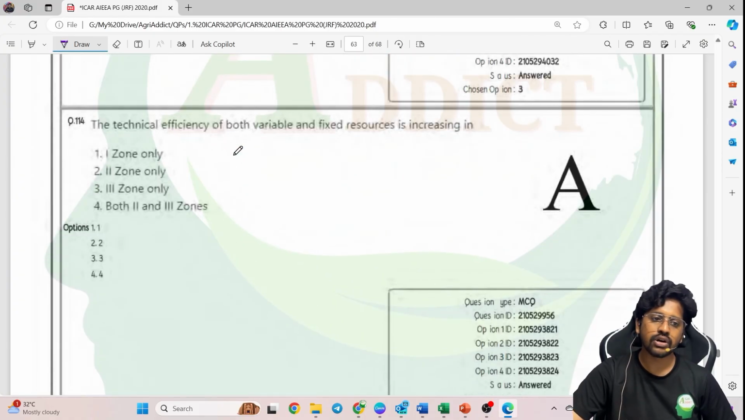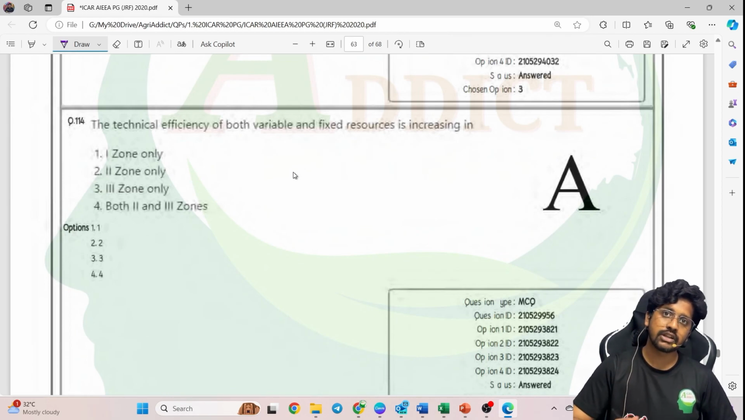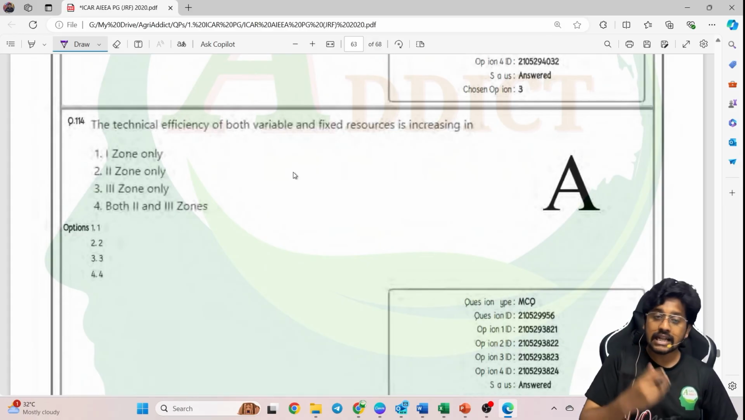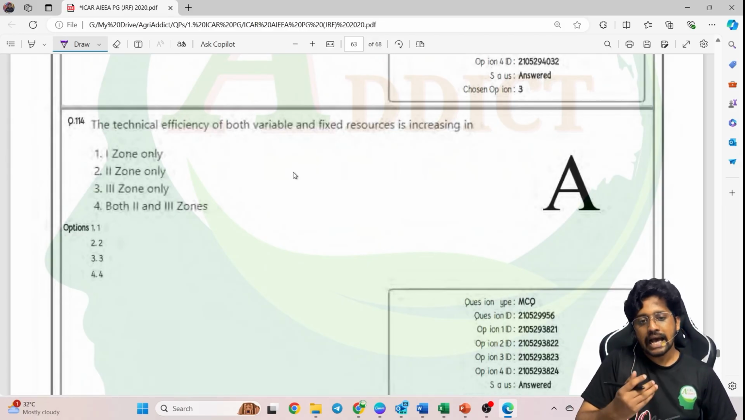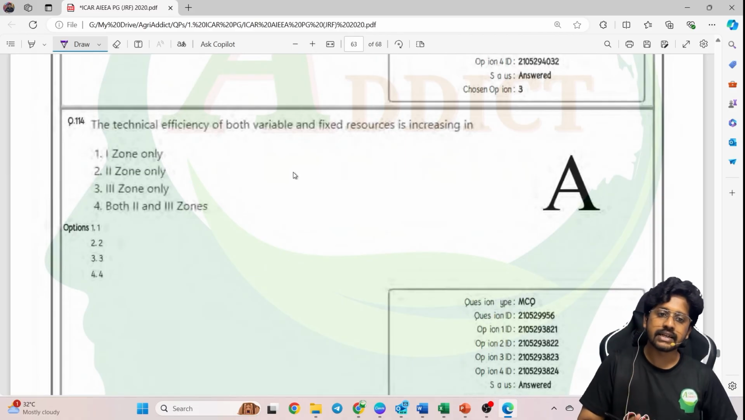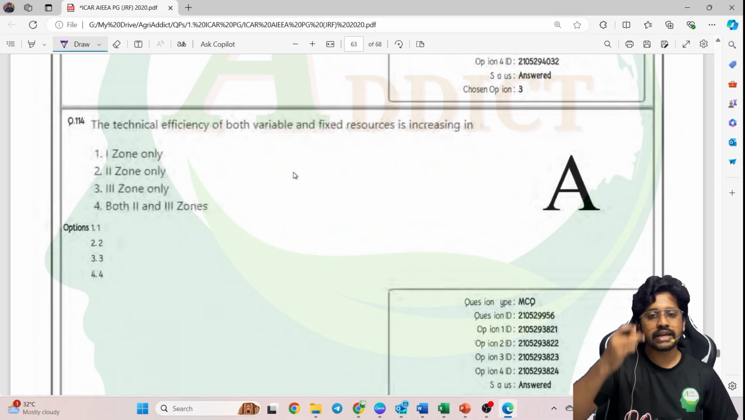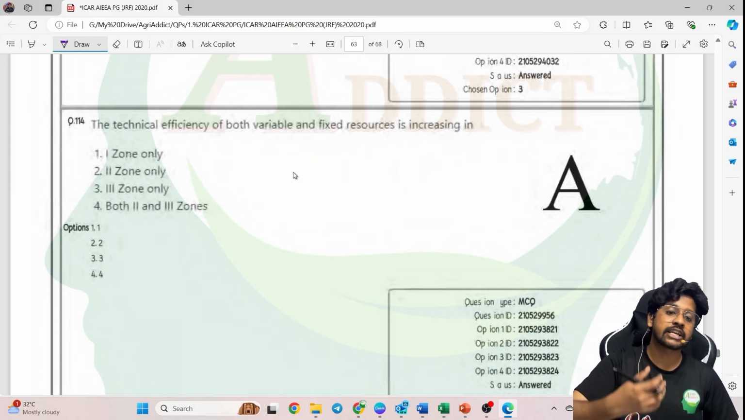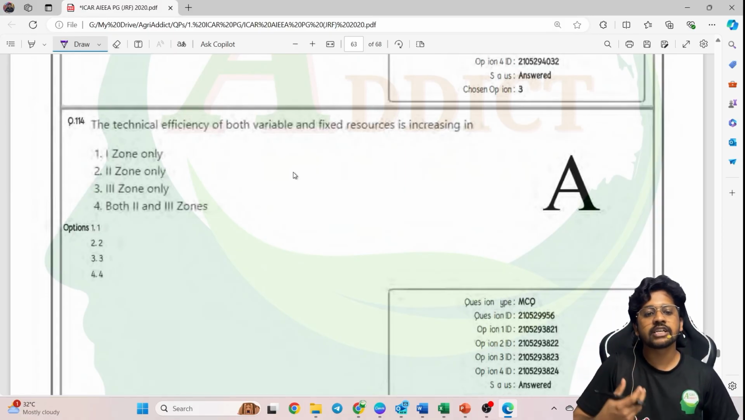Question number 114. The technical efficiency of both variable and fixed resources is increasing in which zone? There are three zones in the production process: first zone, second zone, and third zone. In the beginning of the first zone, the fixed resources will be abundant and the variable resources will be zero. As the variable input increases, we can see that the APP is increasing throughout the first zone and reaches the maximum. So we can say that the technical efficiency will be reflected by the shape of the average product curve, right?